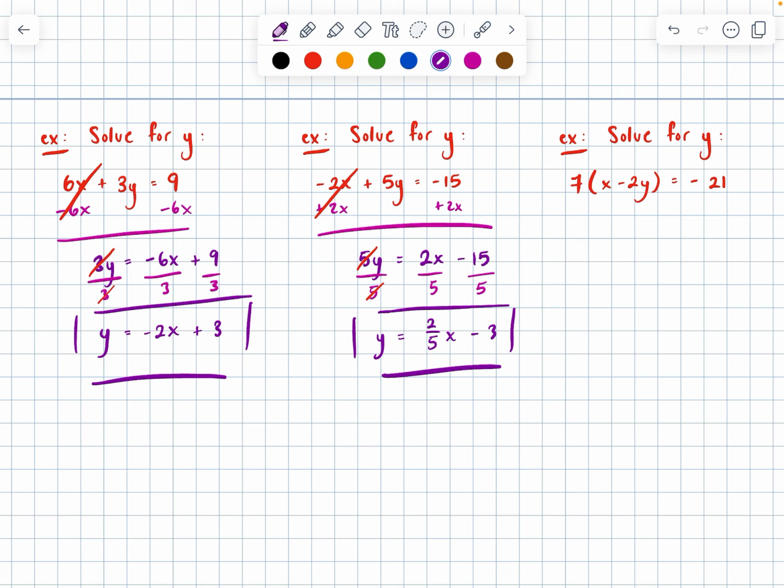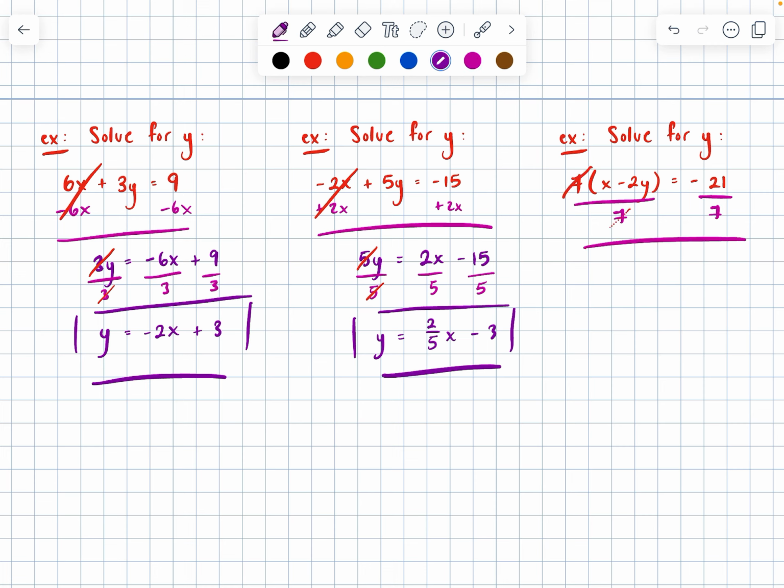And finally, I've got 7x minus 2y equals negative 21. Well, I could, of course, do what with the 7? If I see it next to parentheses, I might want to distribute. But if I multiply by 7, if I'm dividing by something to get y, I'm going to need to divide by the 7 anyway. Let's divide by the 7 now. So I'll divide both sides by 7.